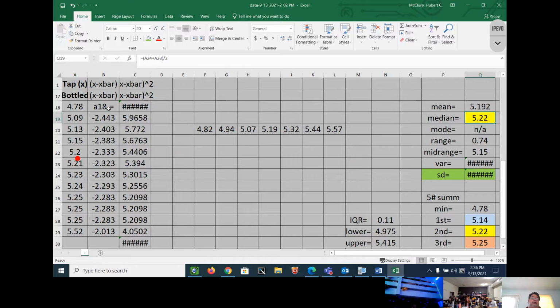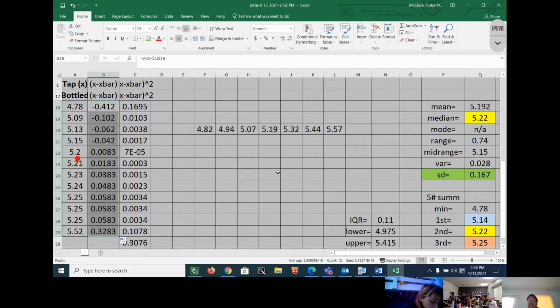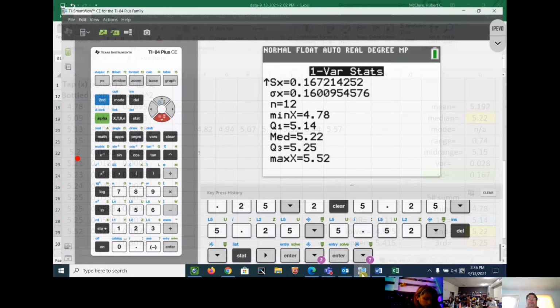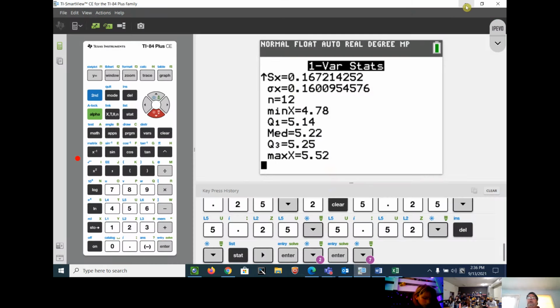Hold on a second. Equals this guy minus this guy and F4. Usually the mean is off. Let me check the mean. Now check it and see if that works out. That fixed it. Okay. Let me check it with the calculator. Yeah, 0.1672 against 0.167. So there you go.